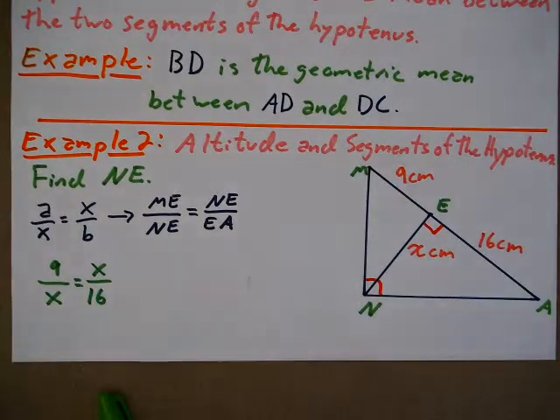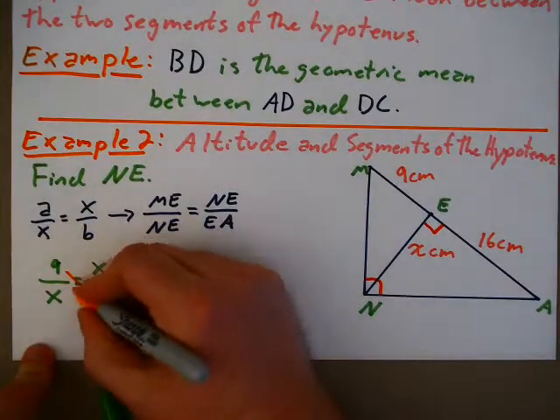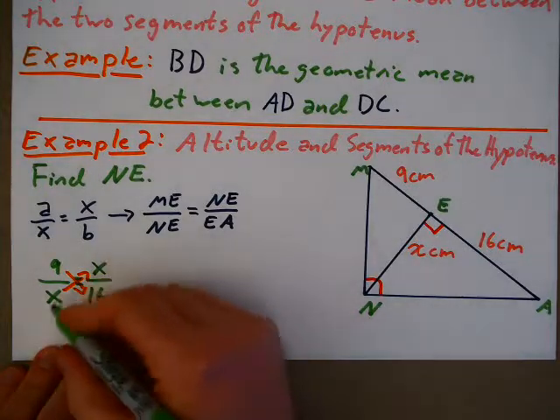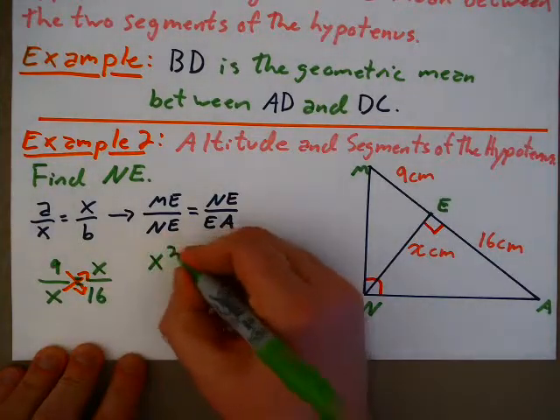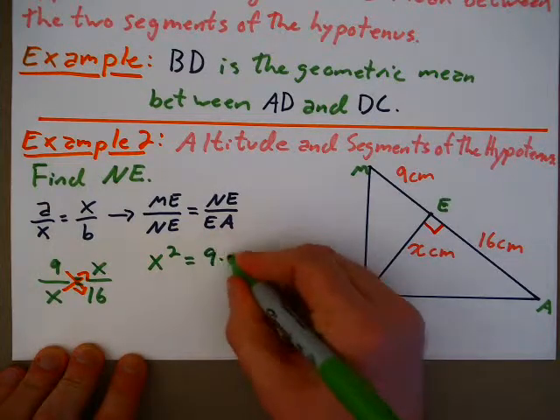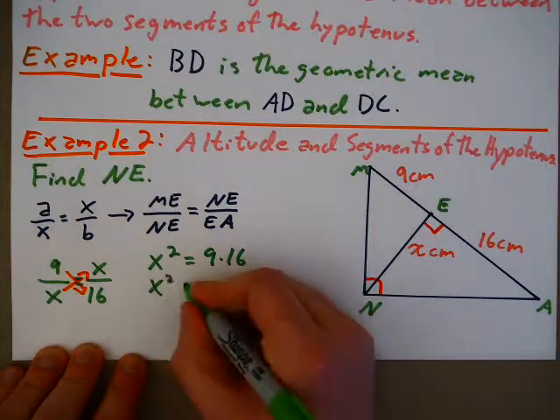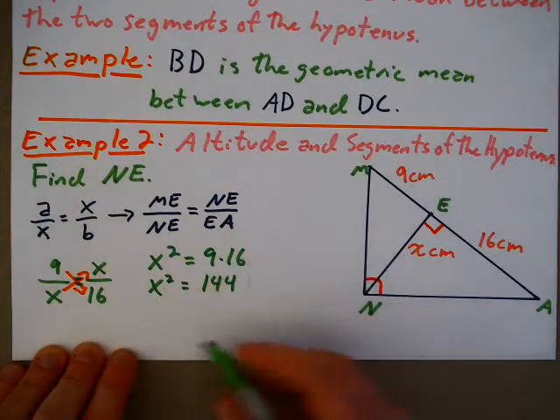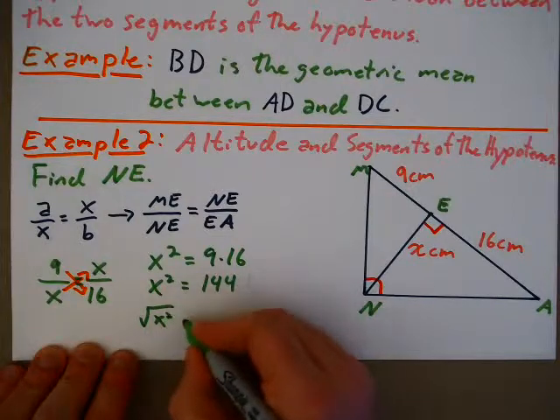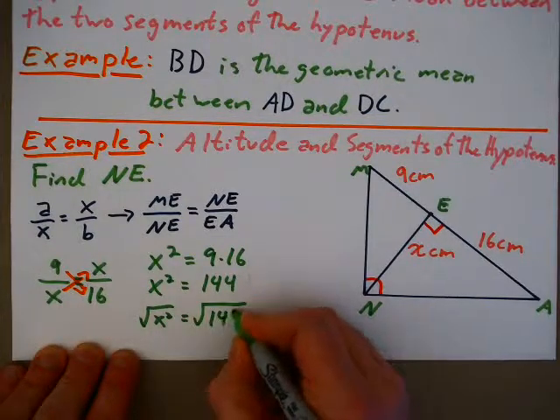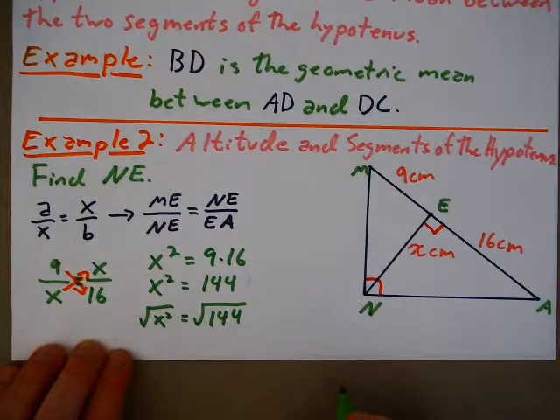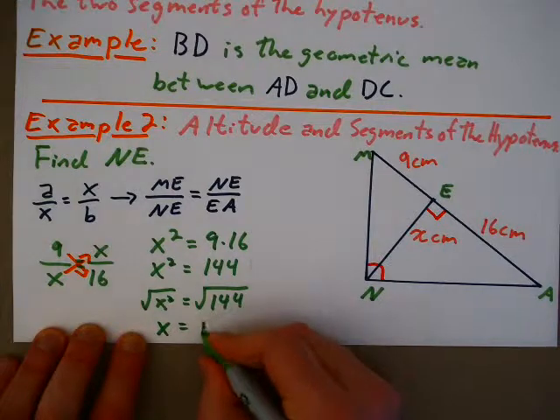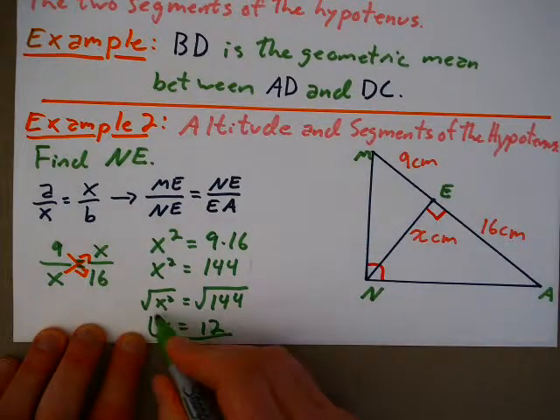So again, hopefully you know by now that you're supposed to cross multiply. So when you do this, X times X, you get X squared equals 9 times 16. And I know that 9 times 16 is 144. So I'm going to take the square root of X squared and the square root of 144. And you may or may not know, but the square root of 144 is 12.